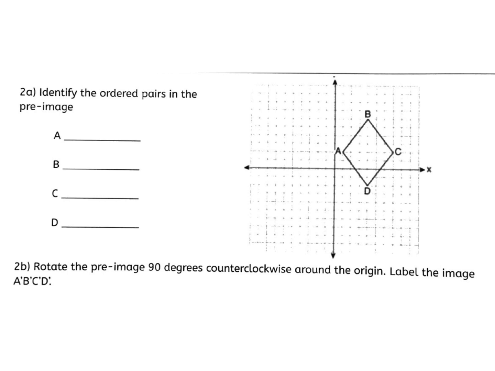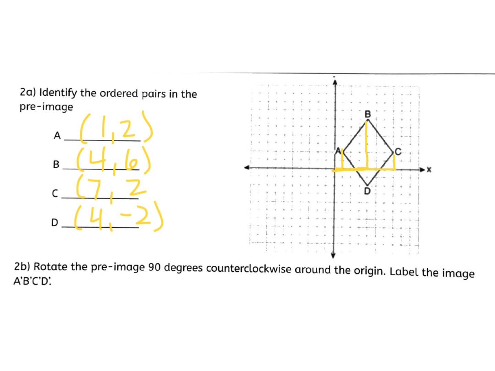Okay, number 2, we're going to identify the ordered pairs of the pre-image. So let's do that first. Point A looks like it's forward 1 and up 2. Point B is forward 4 and up 6, so 4, 6. Point C is forward 7. It looks like it's 7, 2. And then point D is 4, negative 2, it looks like.